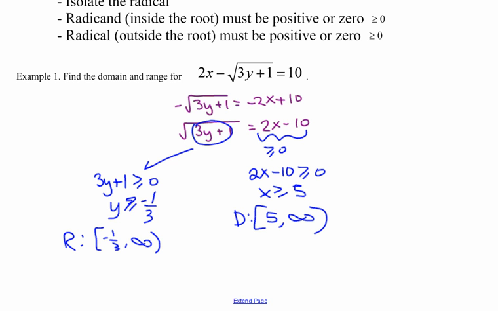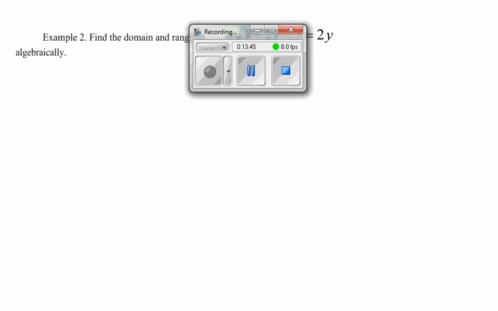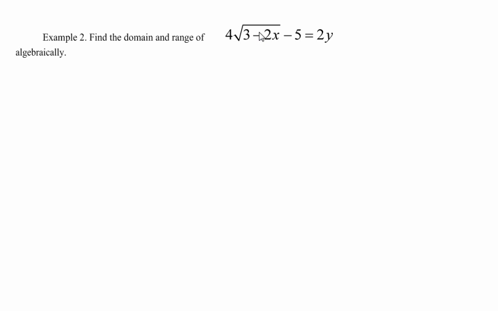Do you want to try the next one on your own? Okay, try example 2. So you should have isolated the radical first.